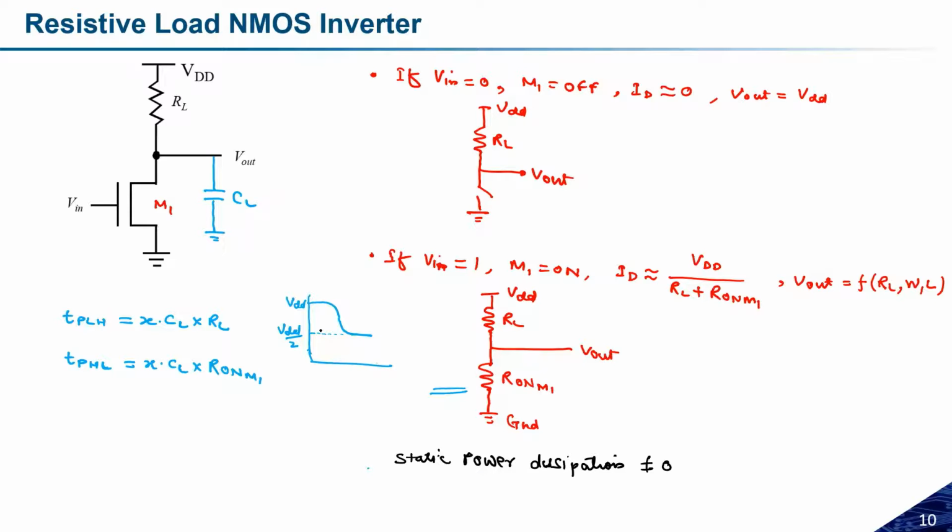The thing is, how can we overcome this problem? To overcome this problem, I need to reduce this R on. If somehow I am able to reduce this R on, the voltage across this R on will be lower, so this will be shifted in this direction.